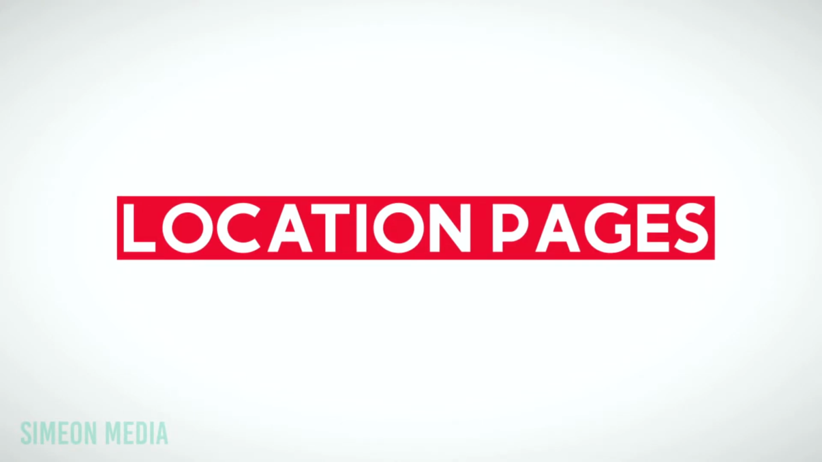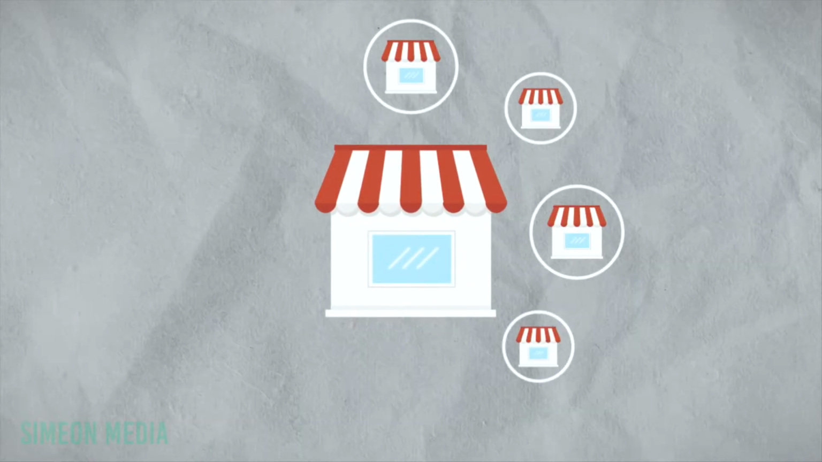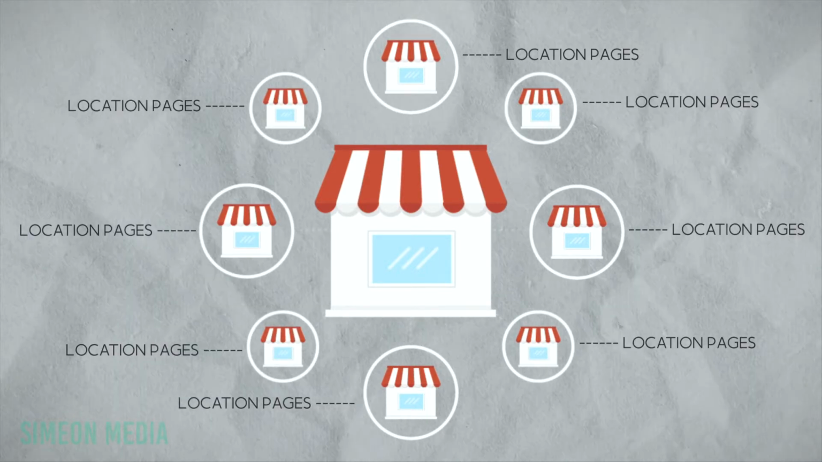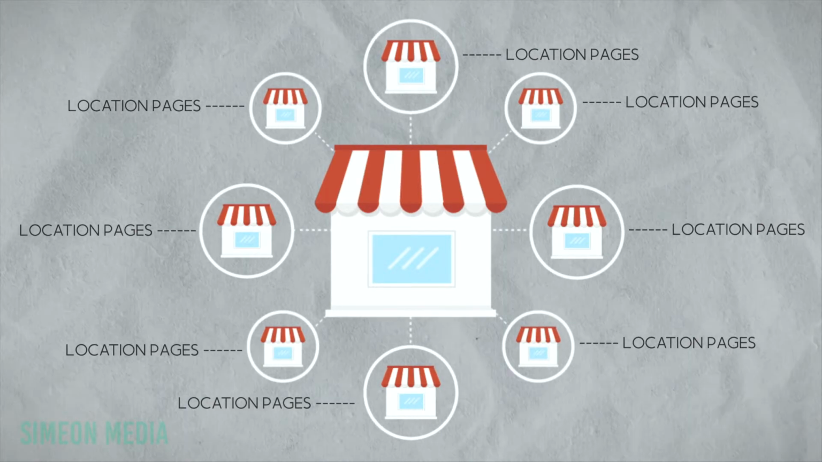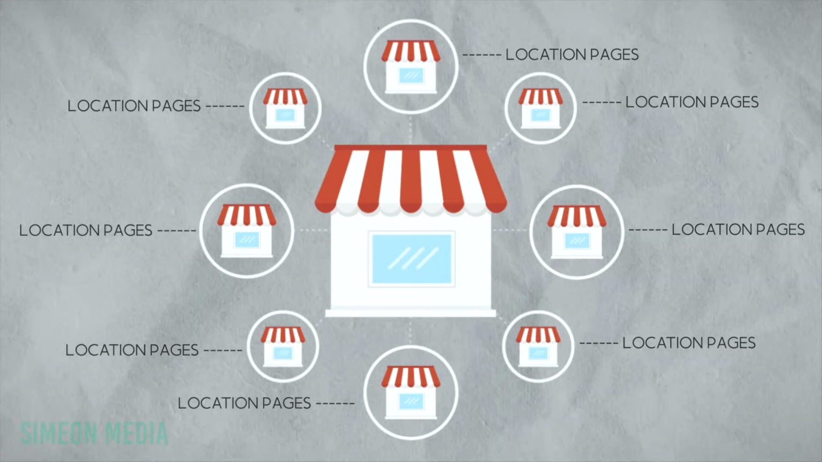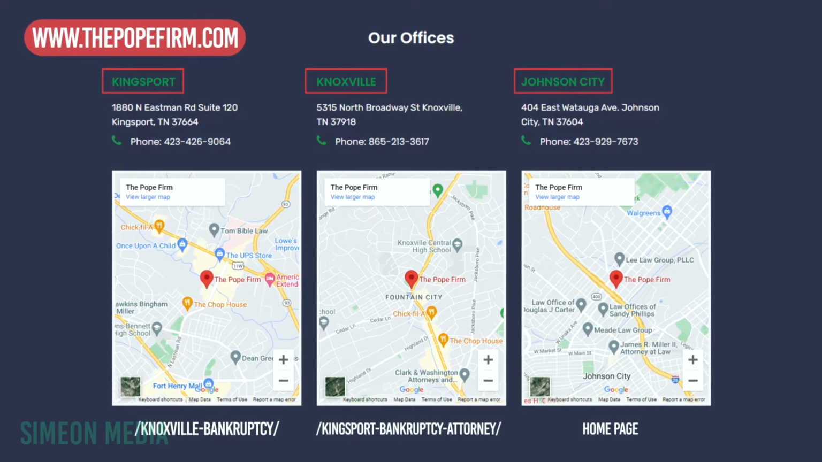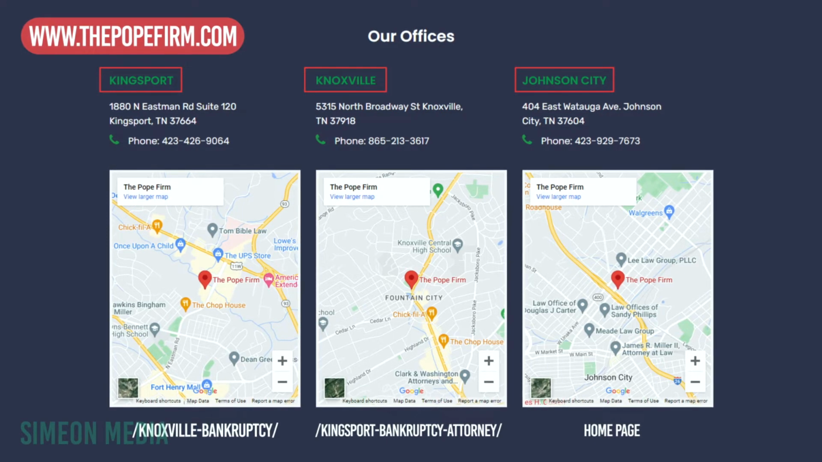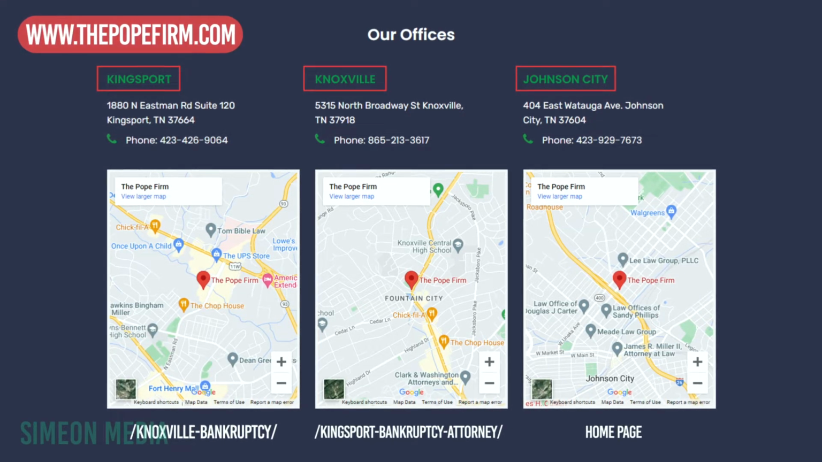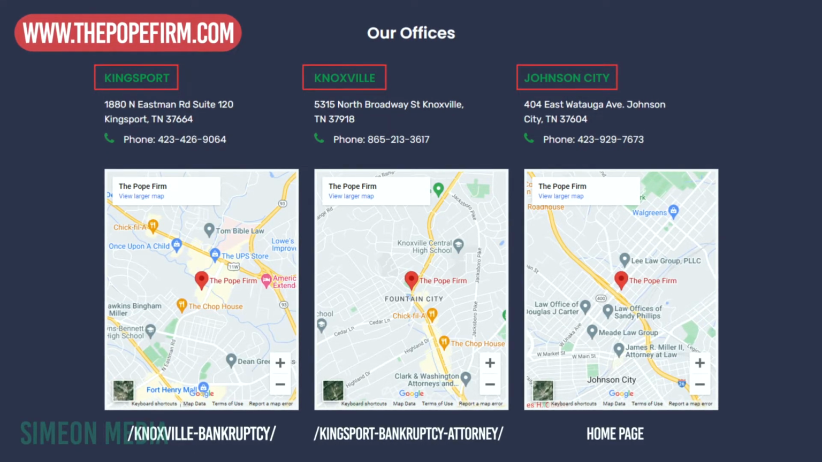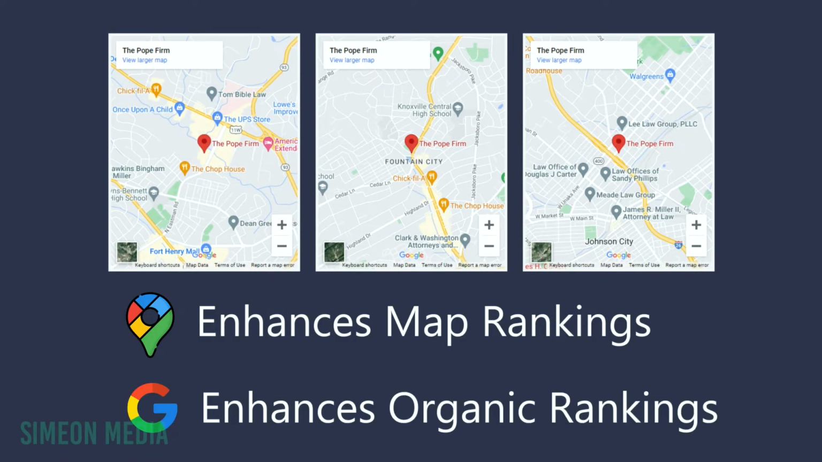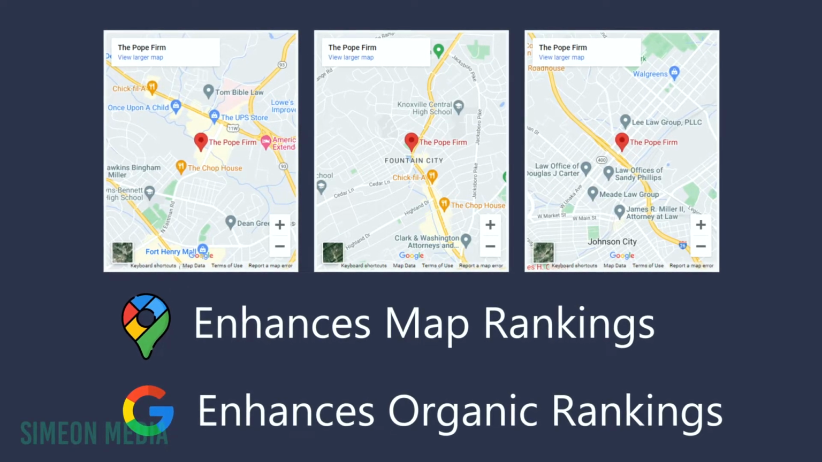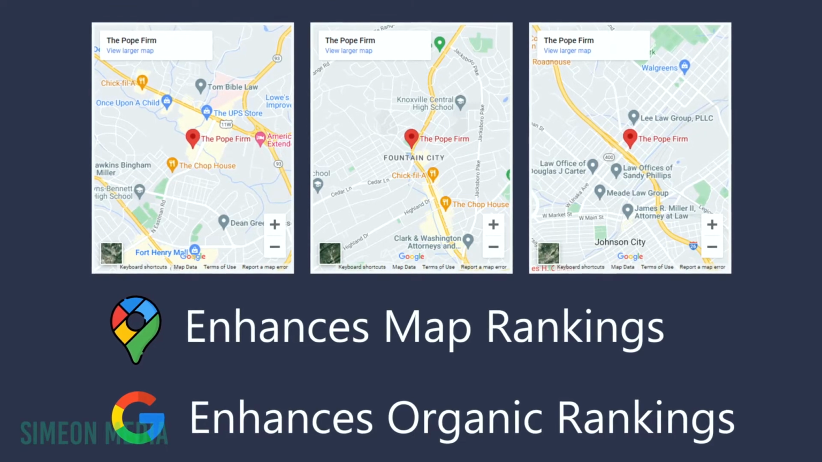Location pages. If a brand has more than 3 to 5 locations, location pages for each GMB listing should be built out, and it is best to add the location page in the individual GMB rather than the homepage URL. This is a good example. This GMB, The Pope Firm, operates in 3 different locations, so they built a separate page for each location and linked the location page to the respective GMBs. This approach of building separate pages for individual GMB locations not only enhances map rankings, but also helps the location pages to rank better in organic results.